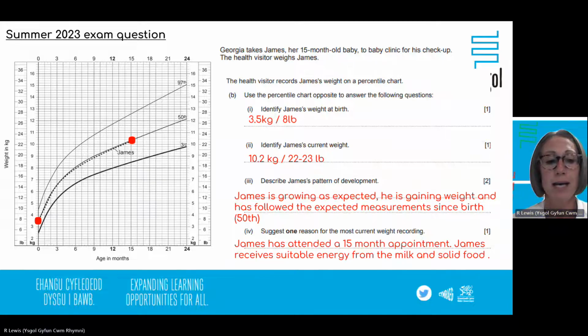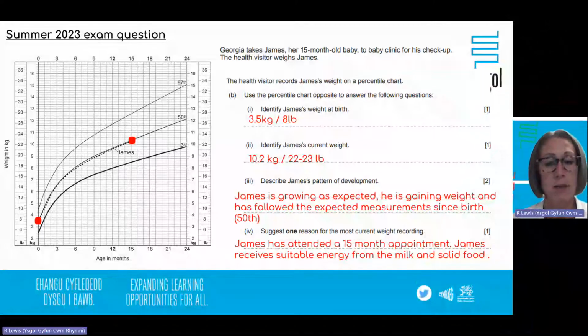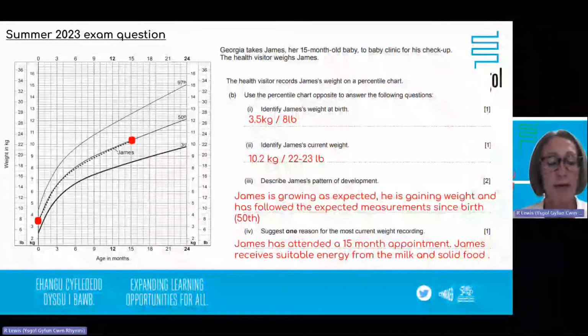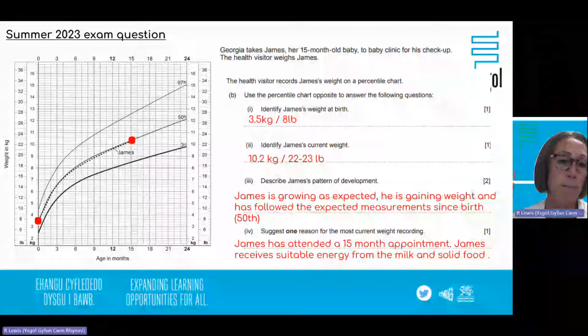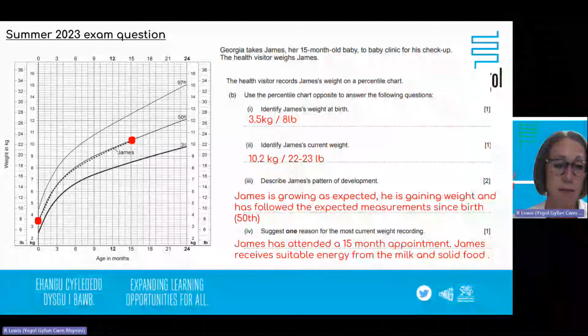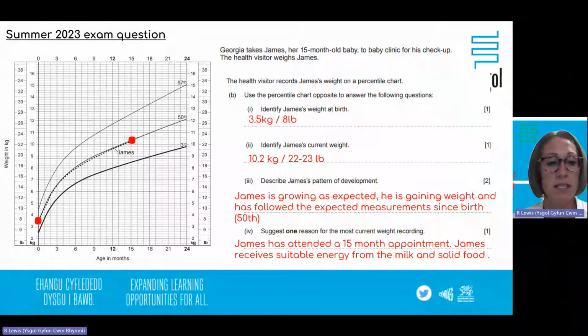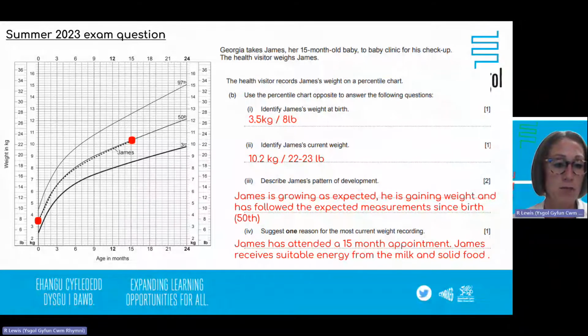Identify James's weight at birth. When you look at his weight at birth, this would be between 3.5 kilograms or 8 pounds. Again, I think this is a very easy question. However, in the summer, some students did not understand that James was on that middle line and therefore gave measurements of possibly the bottom 3rd percentile line or the 97th percentile line. So in this instance, we would be looking for a dot that's just arrived here.